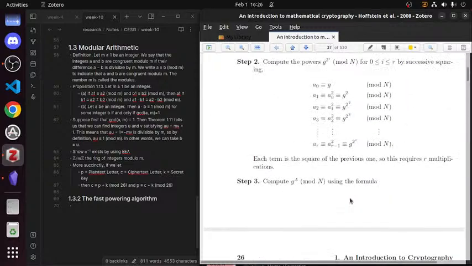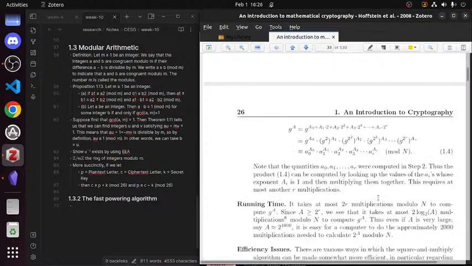I have no clue what that's talking about. I have literally no clue what it's saying right now.